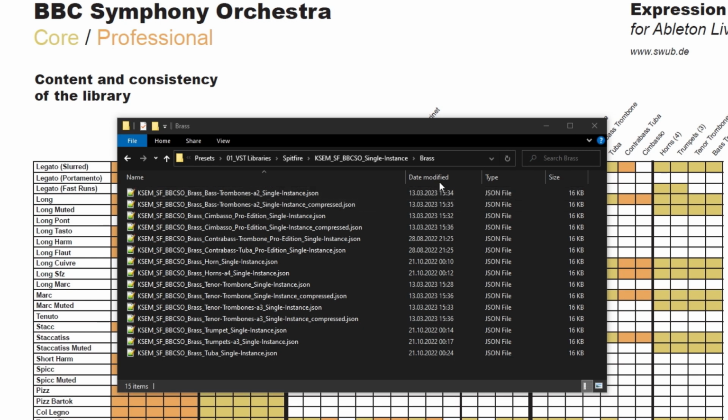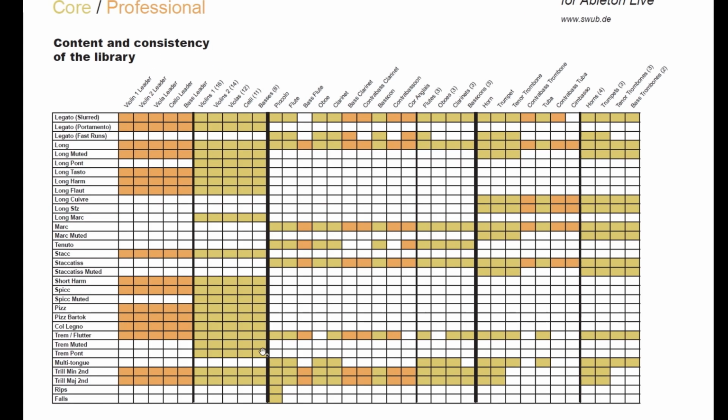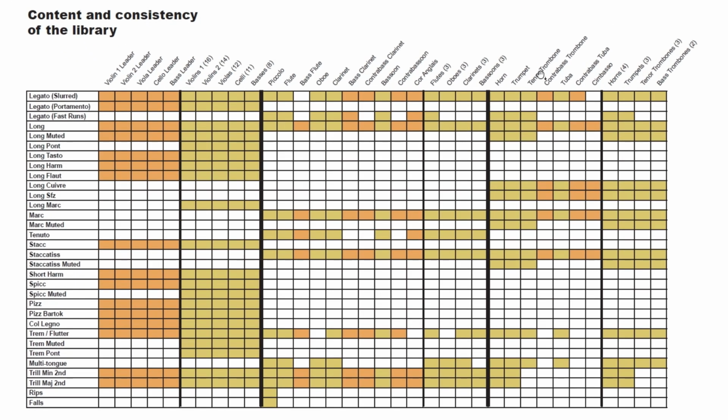In many downloads you will find two presets for the same instrument. The reason for this is that, as we have just seen in the PDF, often not all instruments have the same amount of articulations in the library. For example, as with the trombones here, the trills are missing compared to the other instruments of the brass section.